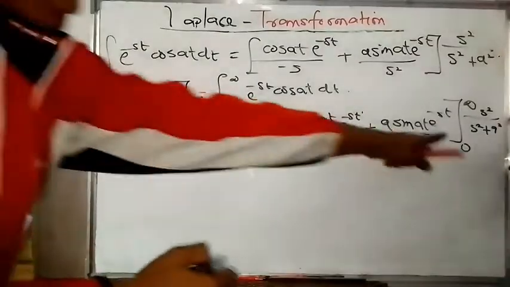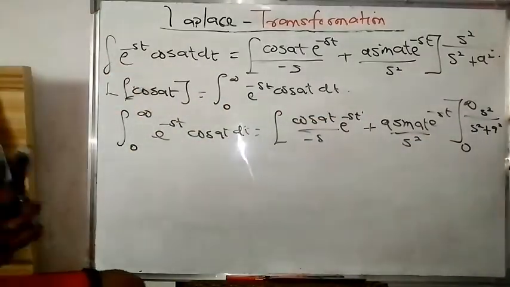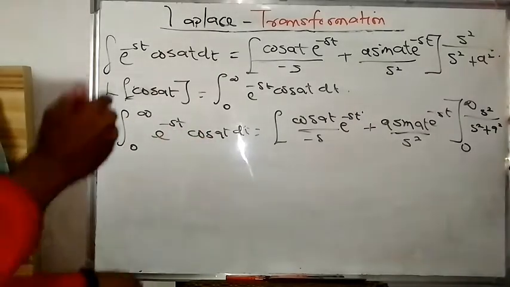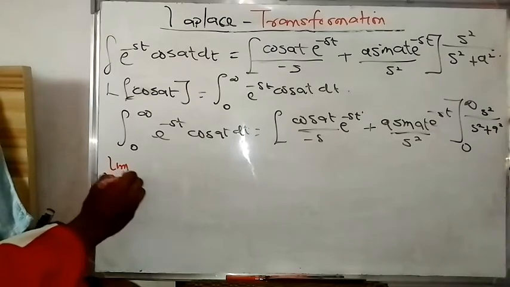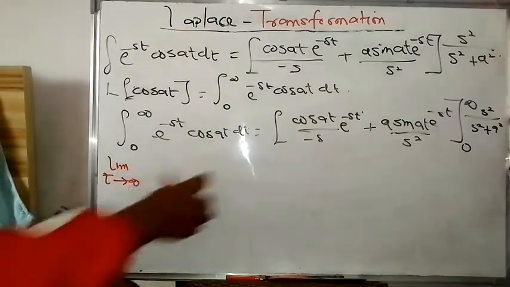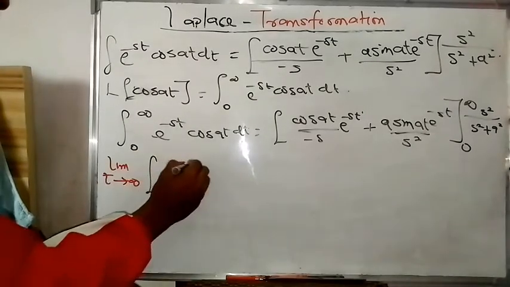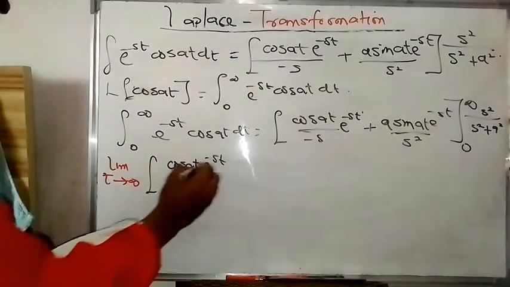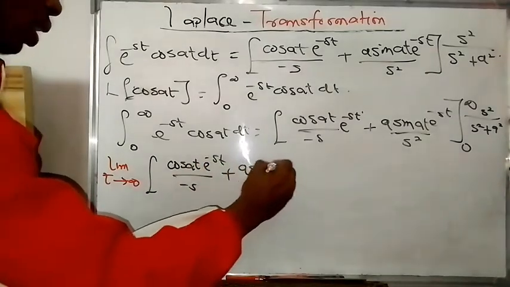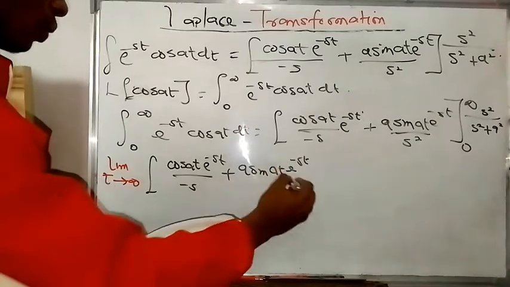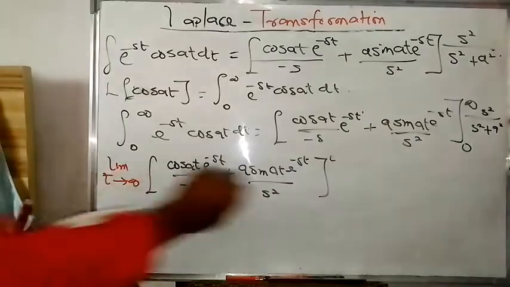So we are going to take our limit from 0 to infinity. At first we need to take the limit for infinity and for 0. So taking the limit for infinity, we have the limit when t gets to infinity of cos at exponential minus st divided by minus s plus a sine at exponential minus st divided by s squared plus a squared, to infinity.